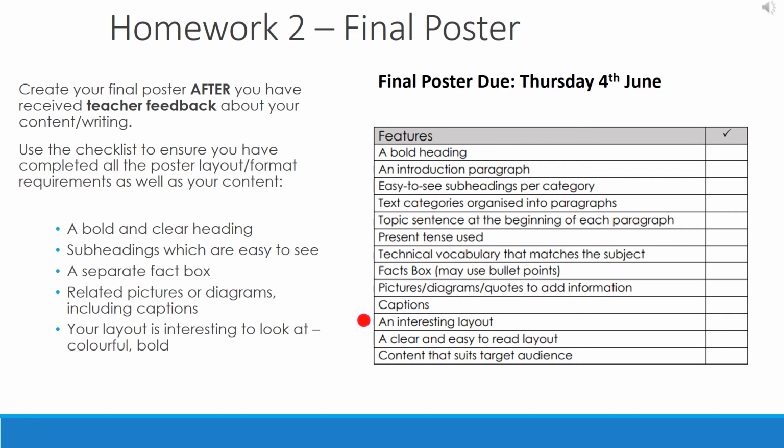We have to make sure the layout is interesting to look at. Make it colorful, make it bold. Put some 3D elements on it, some cut paper, anything that you want to do to try and make the poster as interesting as possible. Very, very important. We have to make sure everything is easy to read and clear. We need to make sure that the layout is easy to follow. This also includes your handwriting. Your handwriting should be beautiful and straight.